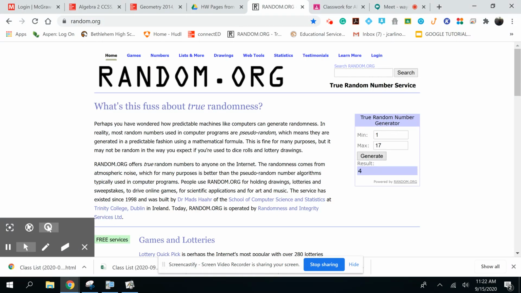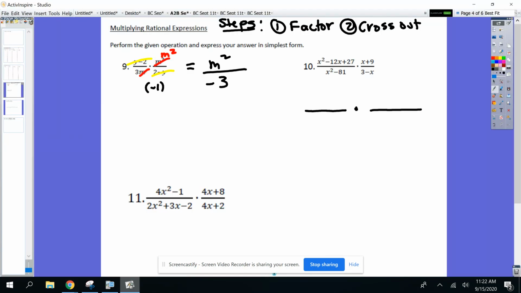Nick! X squared minus 81. All right, I like it. You can factor it into what? X plus 9 times x minus 9. Difference of two perfect squares. You're a stud. Good job.